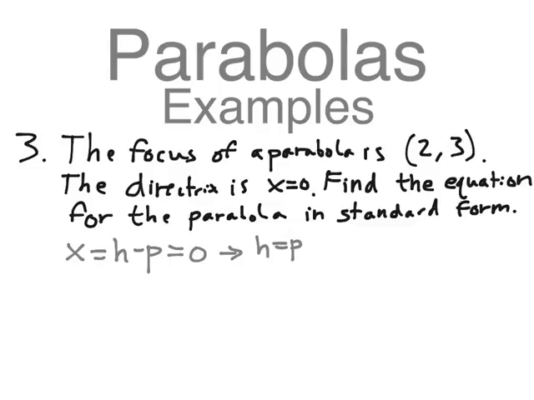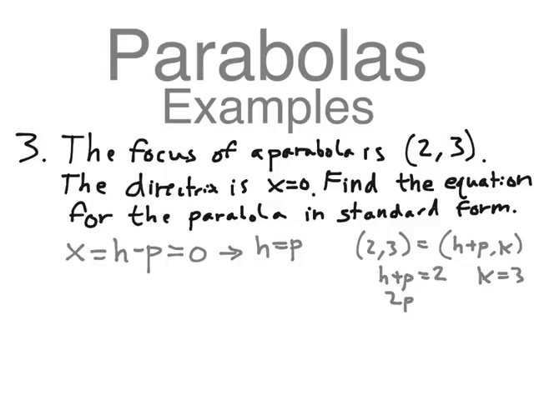The focus, 2 comma 3, tells me what h plus p and k are. So h plus p is 2 and k is 3. But wait, I already know that h and p are equal. That means that I can rewrite this as 2p equals 2, because it's really just p plus p. In that case, p equals 1. And that's also h. So we found h, p, and k.